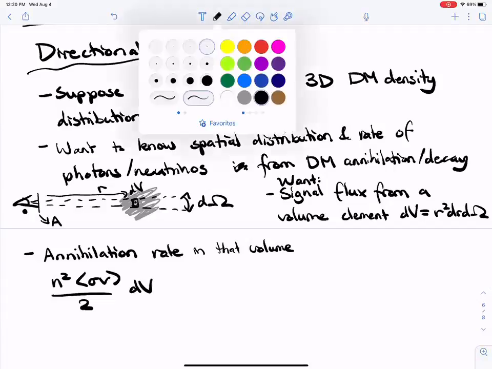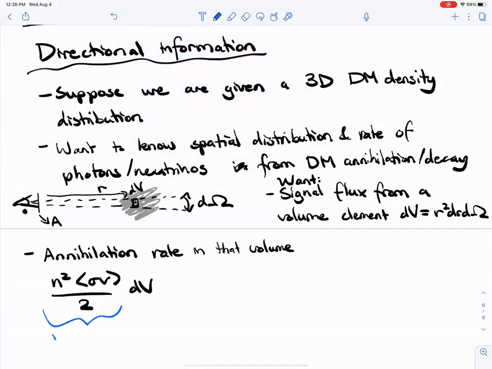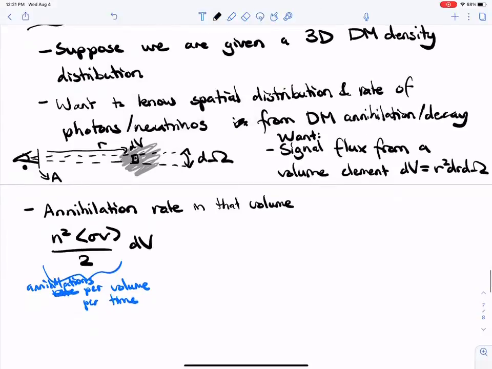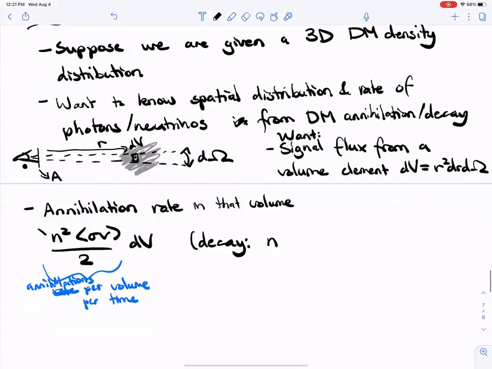So this object here is rate per volume per time for annihilations. We're going to multiply by dV to just convert it to a rate of annihilations per time. And if we were doing this for decay instead, n here is the DM number density. It would just be the dark matter number density times the decay rate times dV.